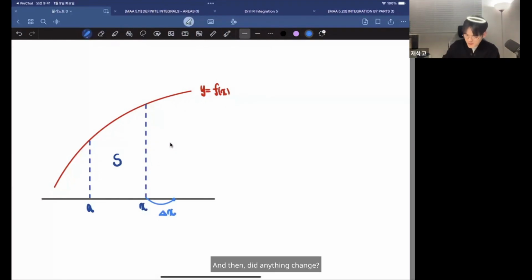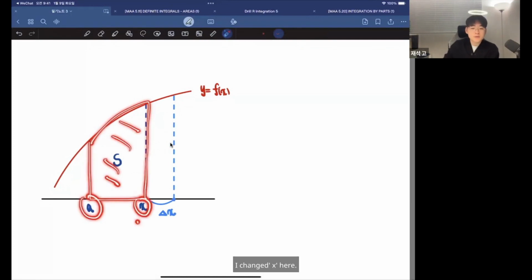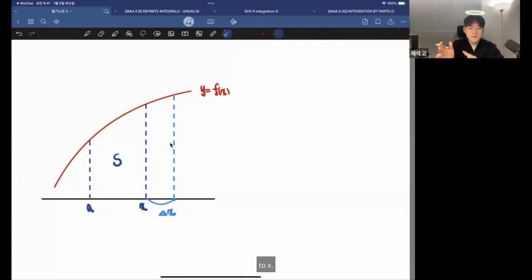And then, did anything change? Did the area change? This thing, there used to be an area surrounded like this. And by the way, a is a constant and x is a variable. I changed x here. So, the area underwent a change. The area shifted from this particular area to this specific area when I made a slight adjustment to x. Is it satisfactory up to this point?